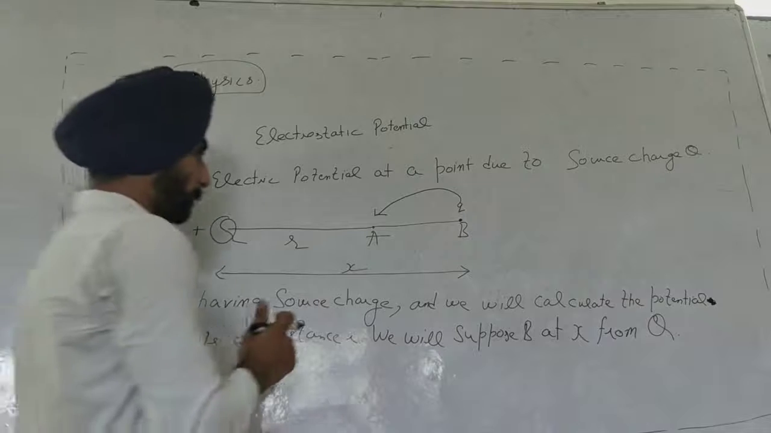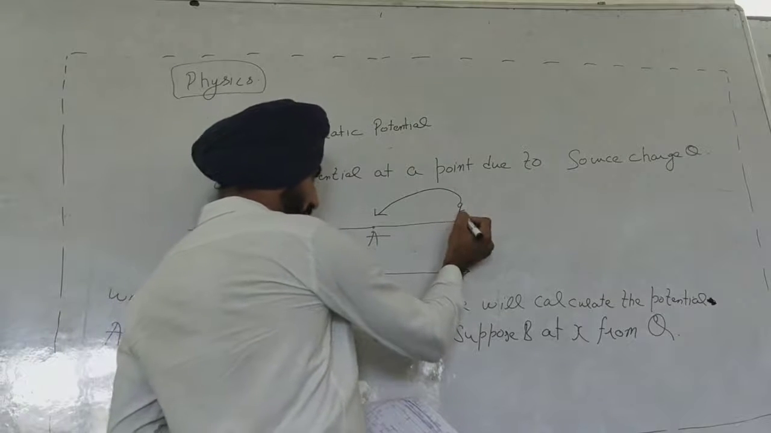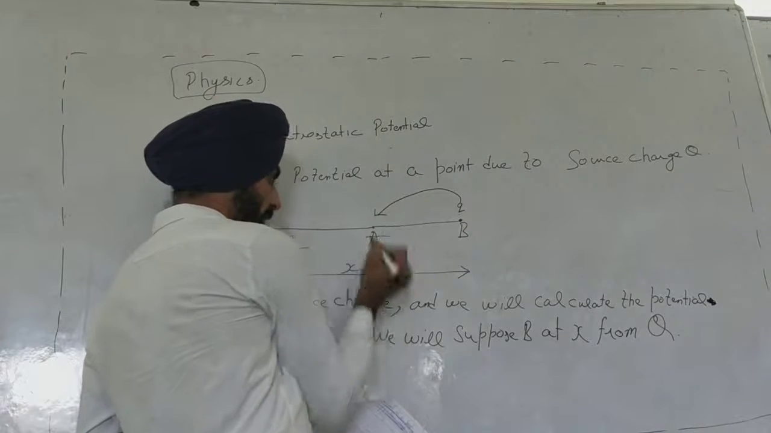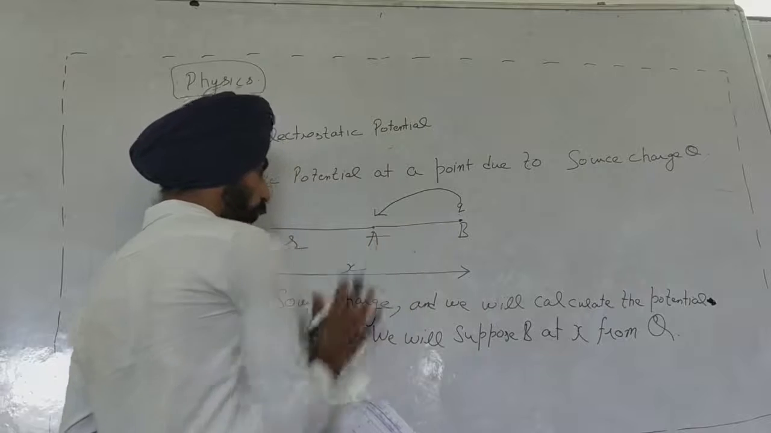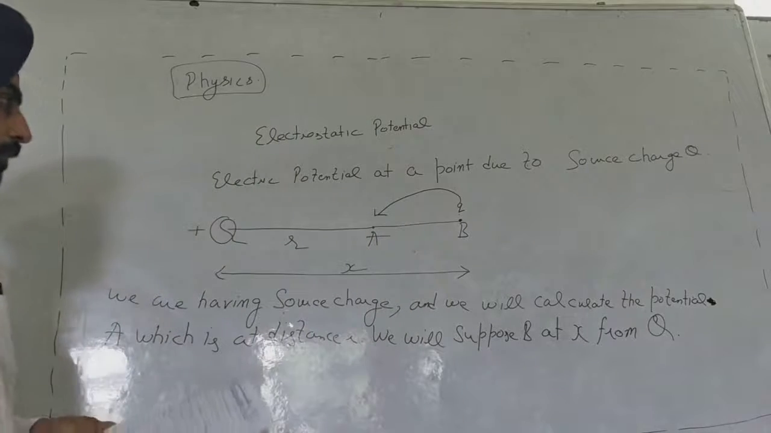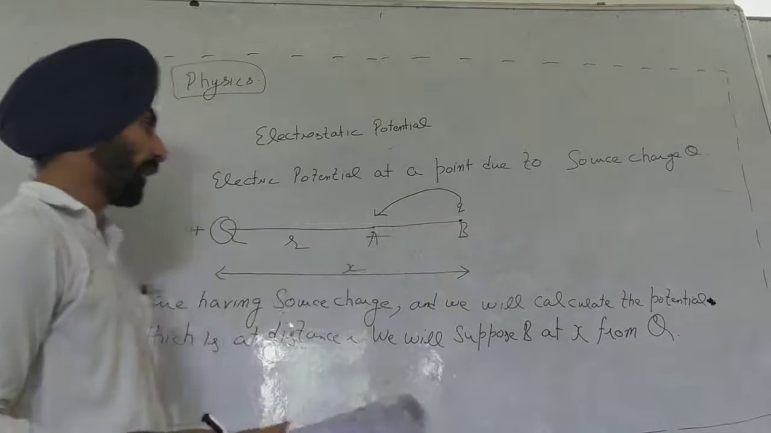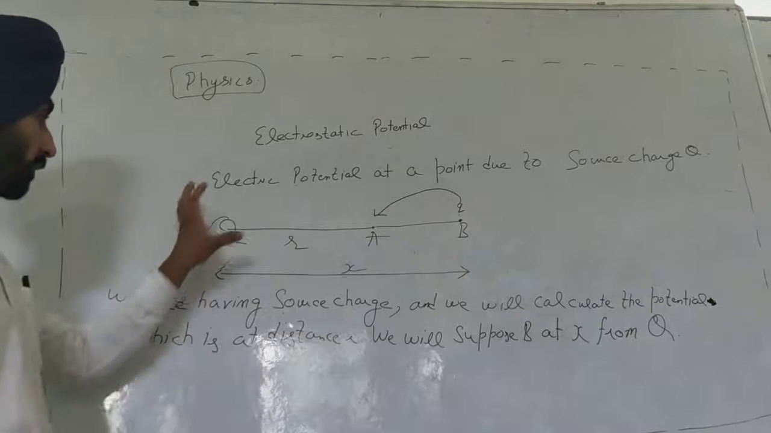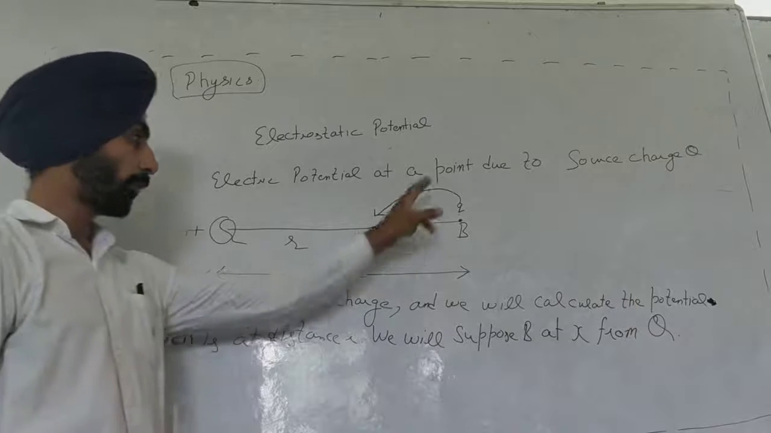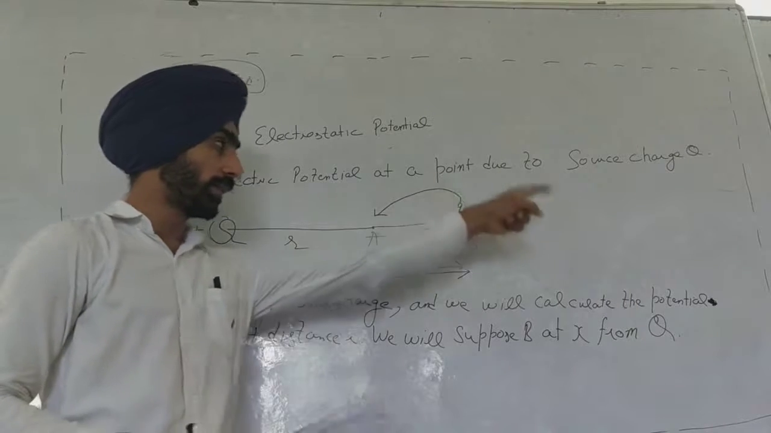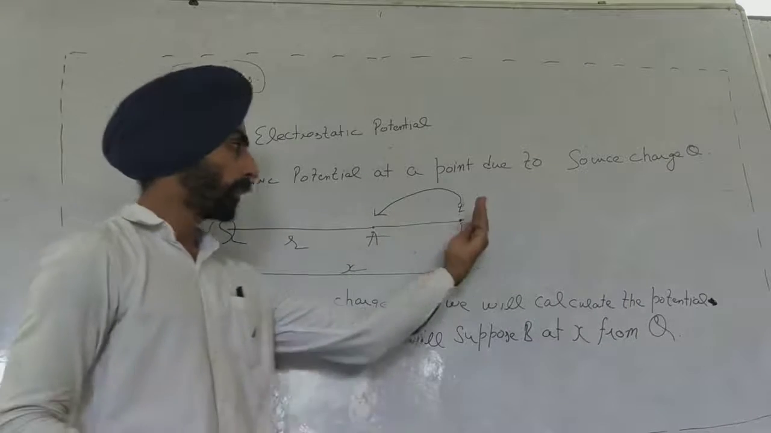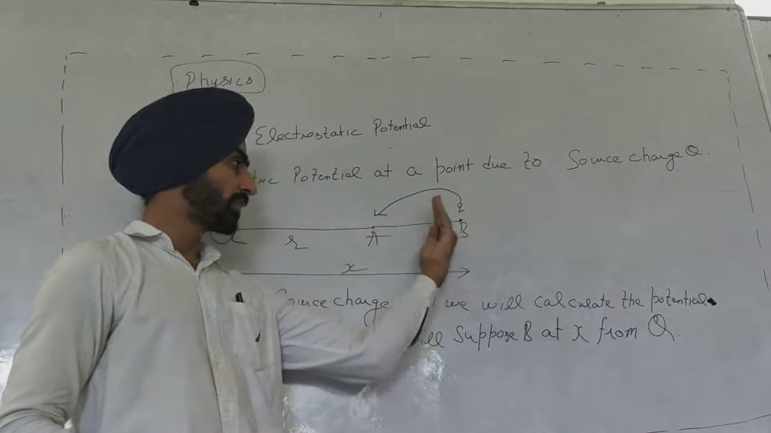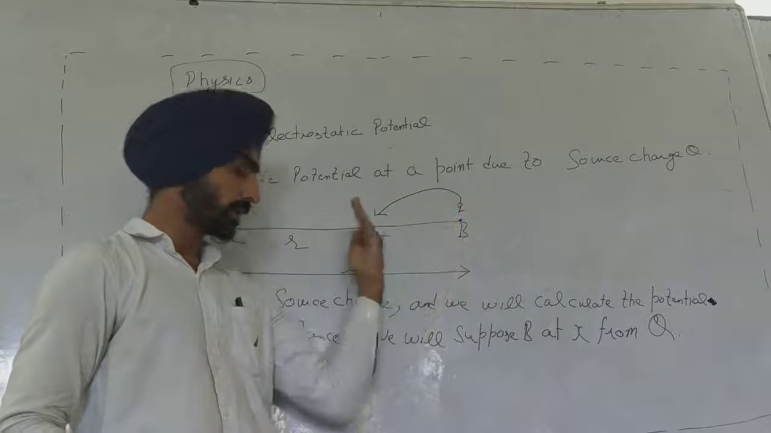You know that when you are bringing this q towards A, force will act on it, means force will act on it due to this source charge. According to Coulomb, this source charge will repel this charge in that direction. But we are doing work on this charge in this direction and it is coming in this direction.